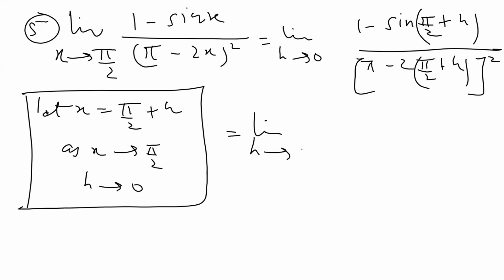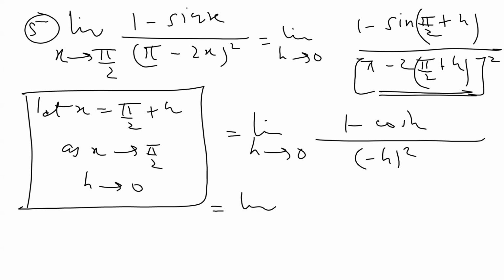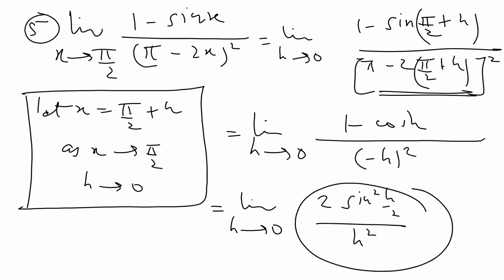Sine pi by 2 plus h is cos h. This 2 and this 2 is gone. So pi minus pi is gone and it's minus h in the bracket. So that is minus h the whole square. Limit 2 sine square h by 2 upon h square. Negative square is gone. This thing we have solved in the previous problem, so I leave it up to you. Just practice this well. Then let's go to question number 6.